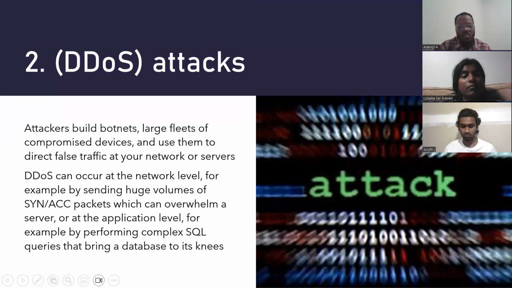The second is distributed denial of service attacks. In this attack, attackers build botnets, large fleets of compromised devices, and use them to direct false traffic at a given network or the server of that enterprise. A distributed denial of service attack can also occur at the network level, for example, by sending huge volumes of SYN and ACK packets, which can overwhelm a server, or at the application level, for example, by performing complex SQL queries that bring a database to its knees or shut it down.